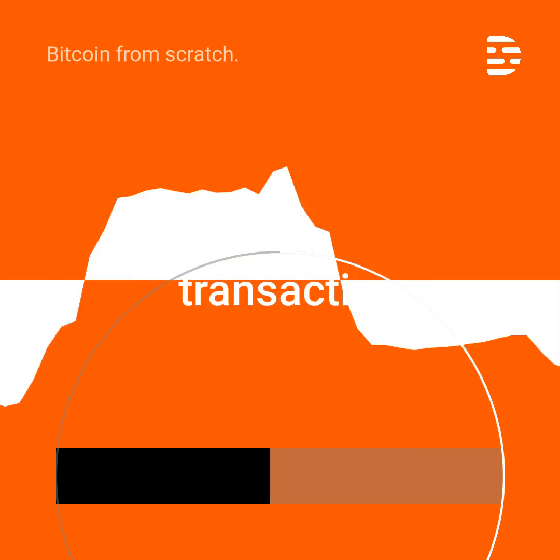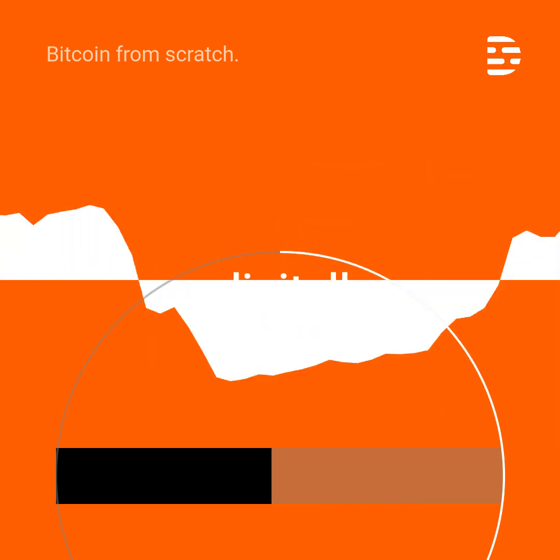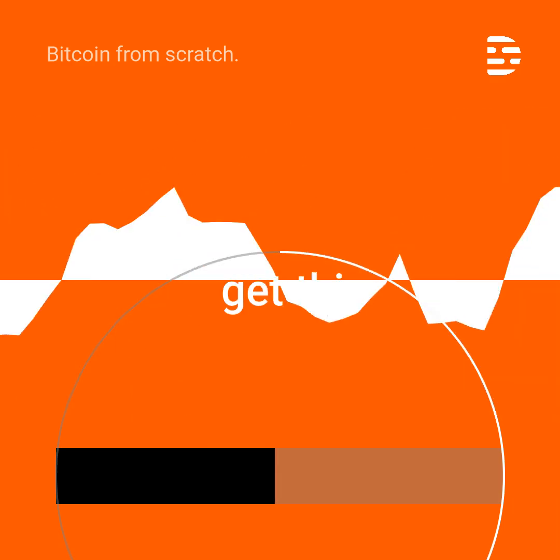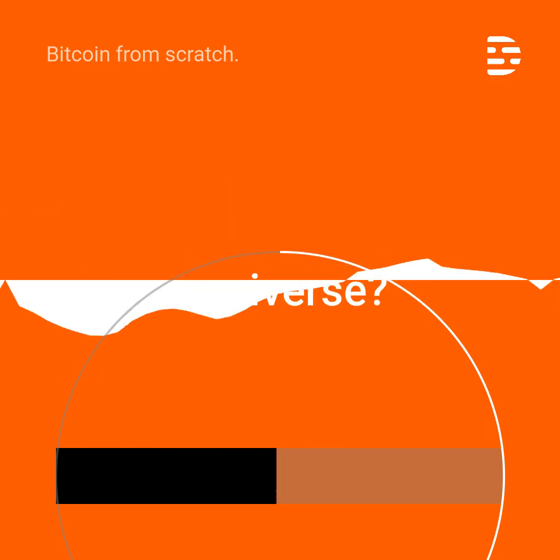So we've created our transaction, we've got these clever scripts in place, and we've digitally signed it to show it's all on the up and up. What's the next step? How do we actually get this transaction out there into the Bitcoin universe?